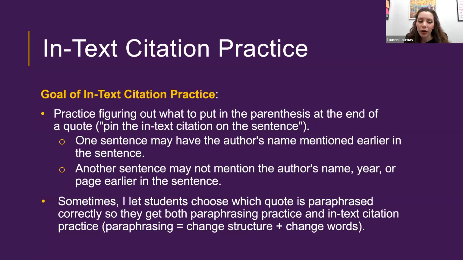So it's good if you can have examples where one sentence might have the author's last name earlier on in the sentence, and then another sentence might not mention the author's last name or page number or anything like that in it. So it's good to have a variety of different kinds of quotes and formatting, so students can see what it might look like in different situations.